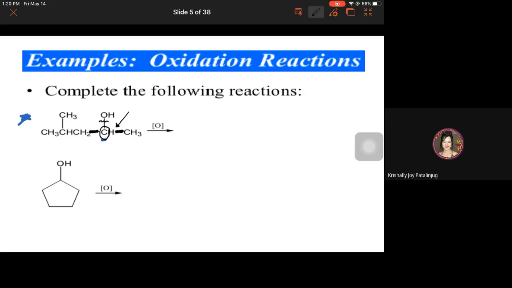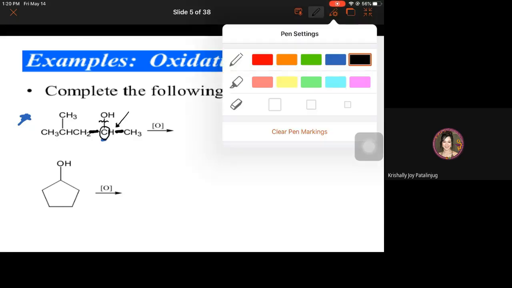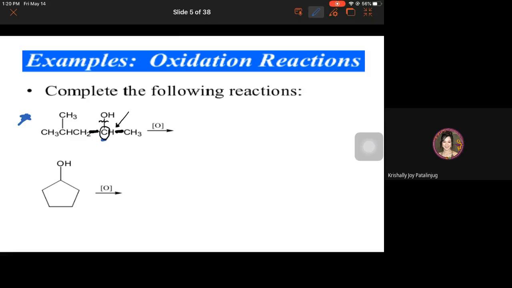Secondary alcohol, oxidize. Very good. Ketone is the product. Let's draw the product: CH3, CH, then CH2. So what will happen to this carbon? I'll mark it in red. This carbon carrying the OH, what did we say? This OH part will be deprotonated. Remove the proton, remove the hydrogen.